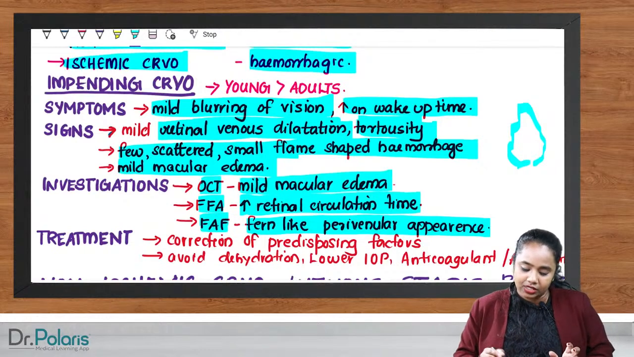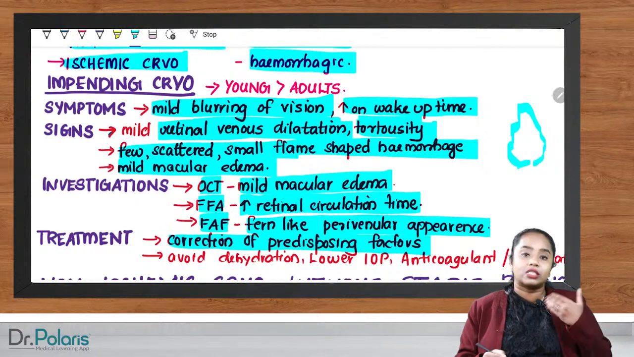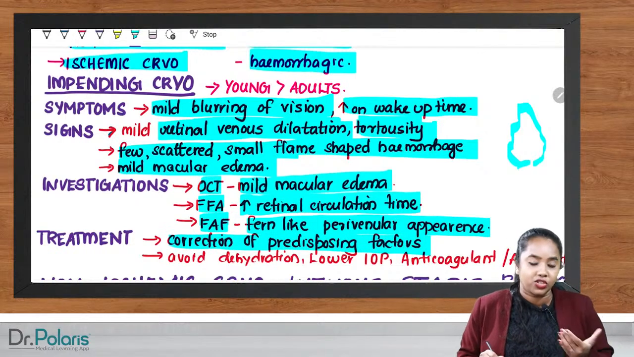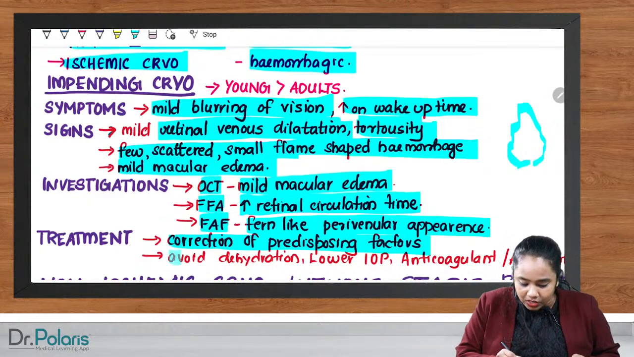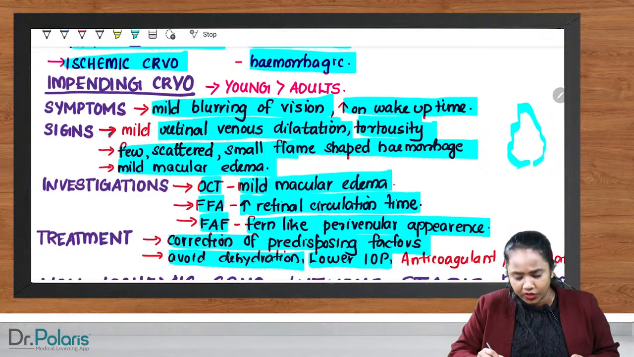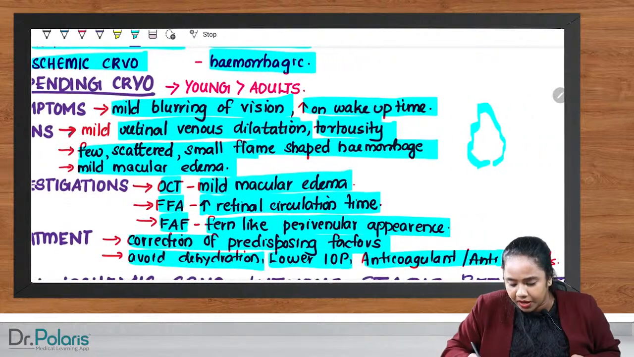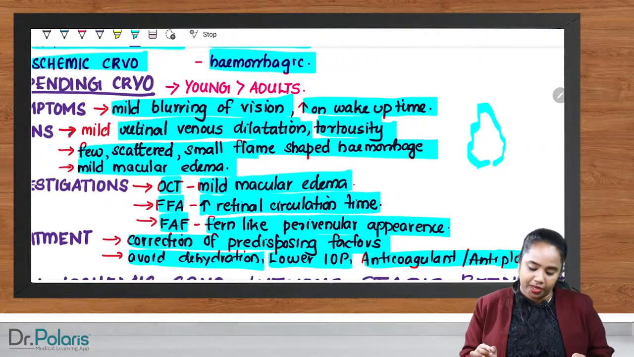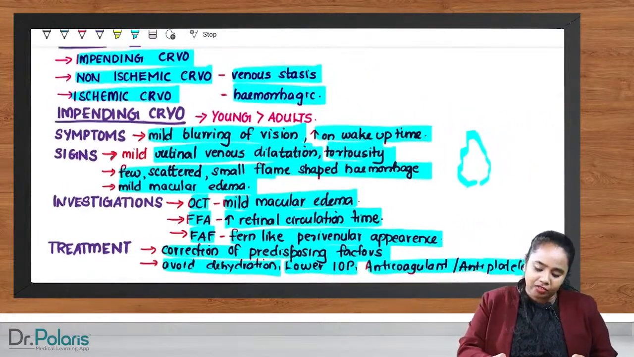Now, the treatment is very easy. Correction of the predisposing factors. Whatever is the predisposing factor which I already mentioned is existing in that patient, that should be corrected. The second thing is to avoid dehydration. If there is increased intraocular pressure, lower the intraocular pressure, anticoagulant or antiplatelet therapy can be started as required by the patient. So, these are the major things that come under impending central retinal vein occlusion.